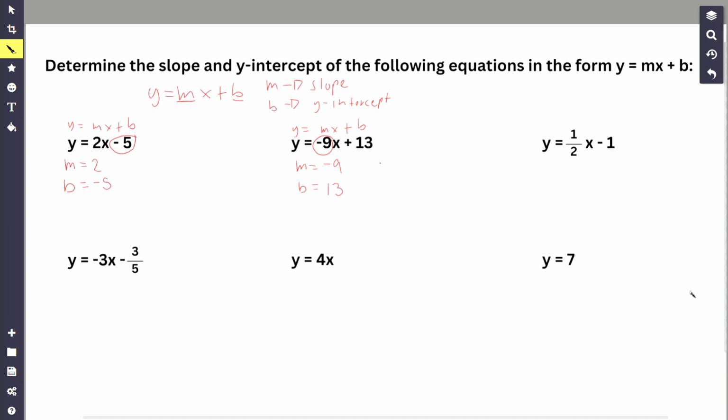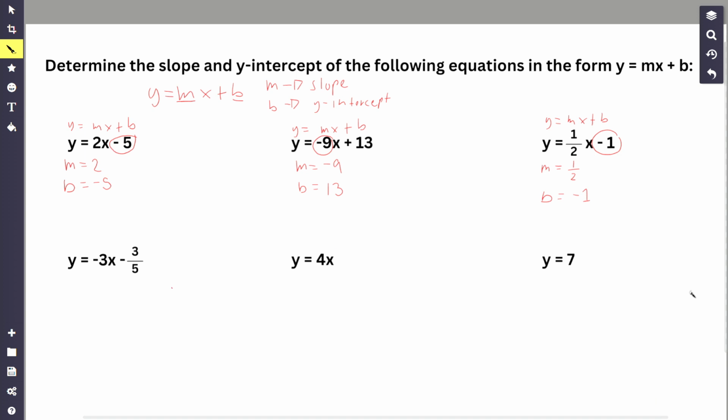How about the third one? Now, what if we have a fraction? Well, actually, it's still the same thing. y = mx + b. On this given, what's the number before our x? That's our m, and that's actually 1 half. Nothing changes. And then our y-intercept, again, this b means y-intercept. What's the number here? It's minus 1, or negative 1. As simple as that.